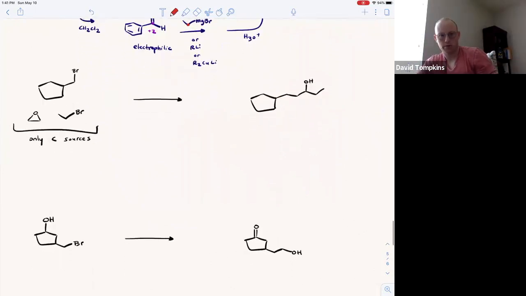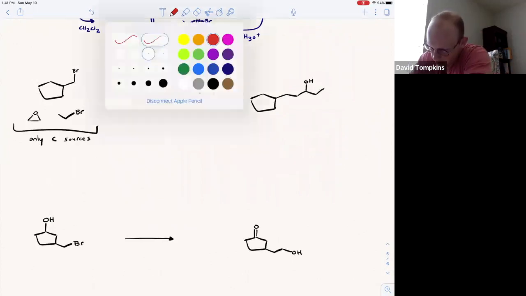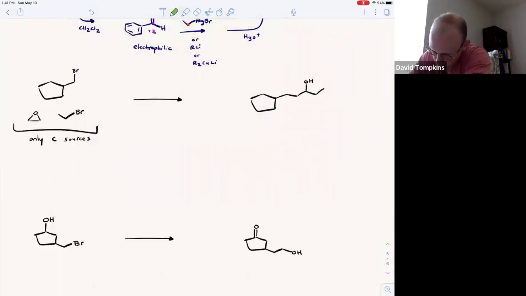Okay, so 2 more examples, and these are a bit more involved. What I see is that this carbon of the bromide now is participating in a new carbon-carbon bond. So that means we're going to turn that into some type of organometallic at some point. Maybe a Grignard.